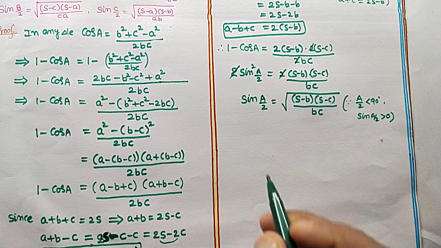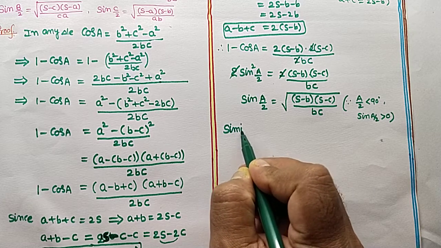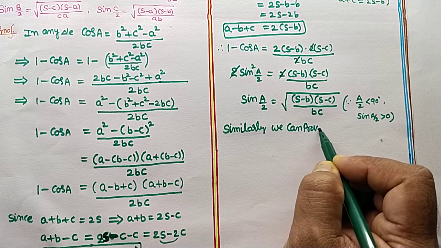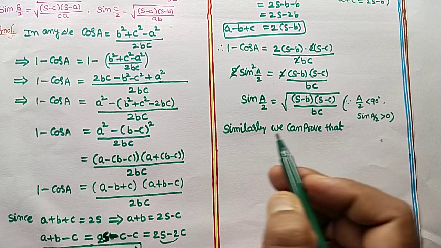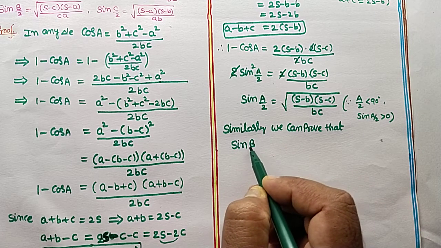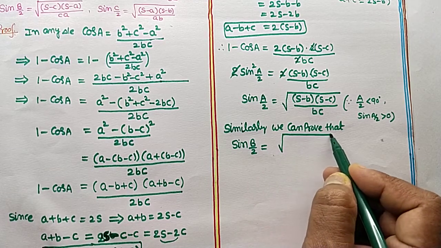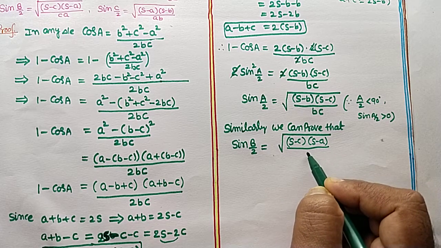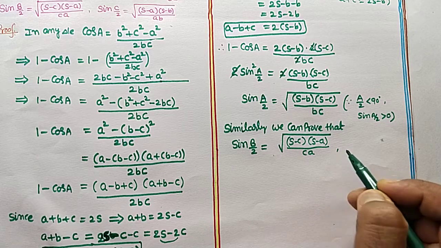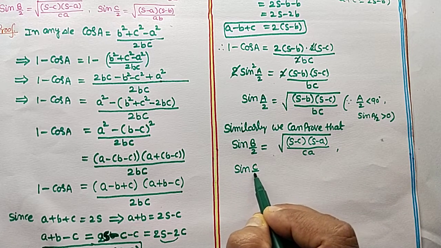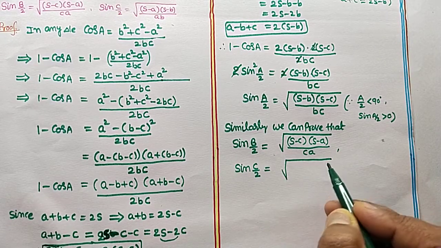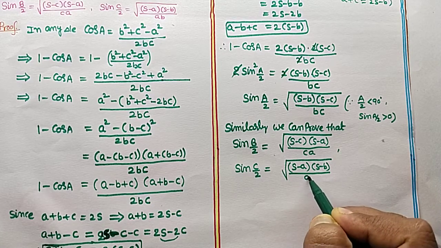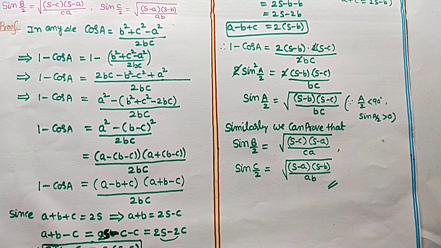Similarly, we can prove that sin b by 2 equal to square root of s minus c into s minus a divided by ac or ca, and sin c by 2 equal to square root of s minus a into s minus b divided by ab. Hence proved.